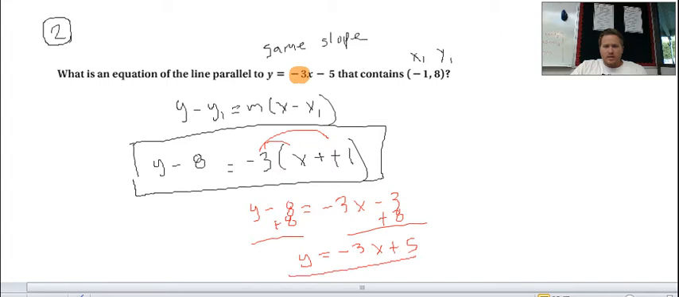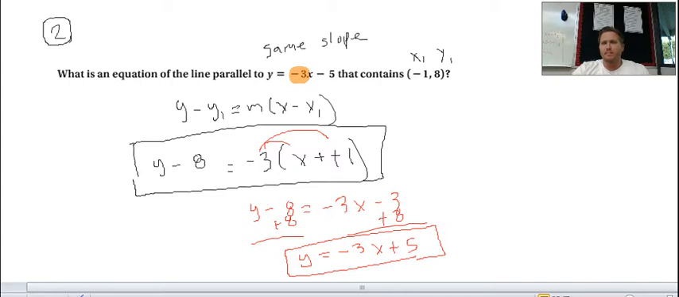So that is now in my slope-intercept form, which again, it's really easy to see what my slope is. That's negative 3 right from the x. But I can also see, if I graph this, that's my y-intercept. Okay, perfect. Remember, in order to be parallel, you have to have the same slope.